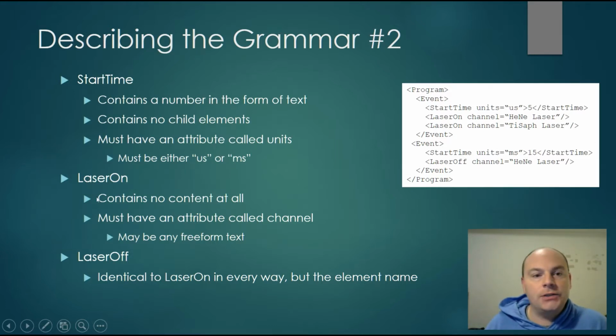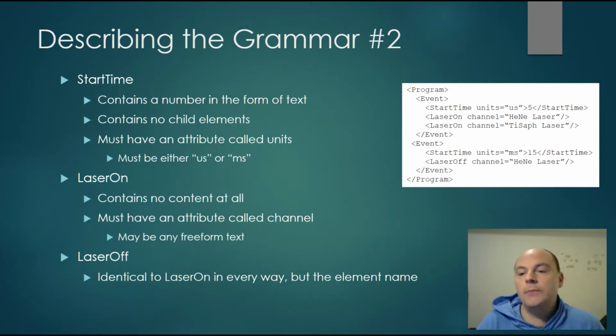Laser on, one of our actions, has no content inside of it at all, right? You can see it's a self-closing element, a self-closing tag. And it must have an attribute called channel. So channel is required to be in there, and the channel may be any free-form text. Obviously, you could make that a different rule, but that's the rule that I'm going to say. I'm allowed to put in anything. Maybe if I gave a name of a channel that didn't exist, the program may kick it back later. But it's not an illegal piece of XML to have a channel that was not defined.